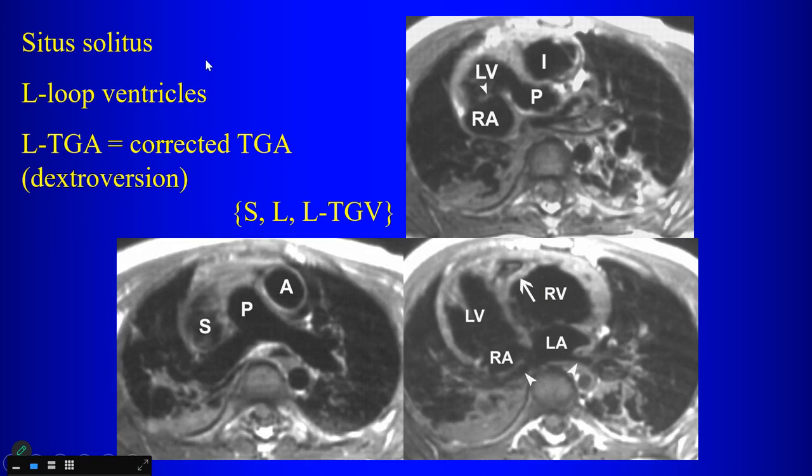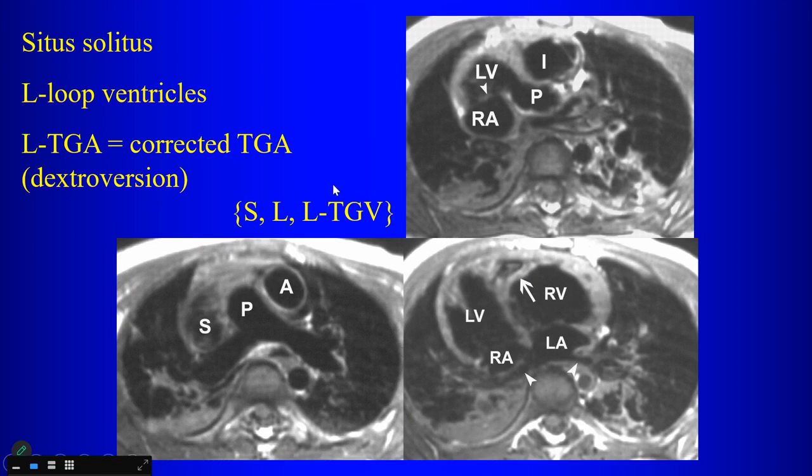So if we go through this, we have situs solitus, we have L-loop ventricles, L transposition. It's corrected transposition. So S for situs solitus, L for L-loop ventricles, and L transposition. Now, if we go through the exercise for the ventricular looping, here is our morphologic right ventricle. Which hand would you have to use to put the palm on the septum, your thumb to align with the inflow, and your fingers to align with the outflow? Left. So that's an L-loop heart, L-loop ventricles.